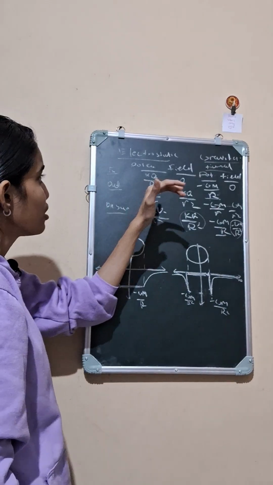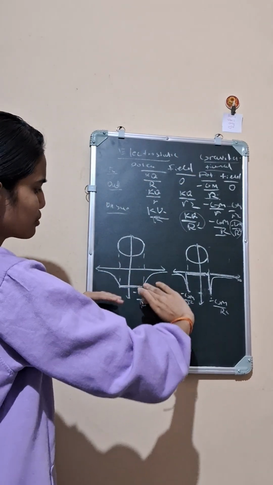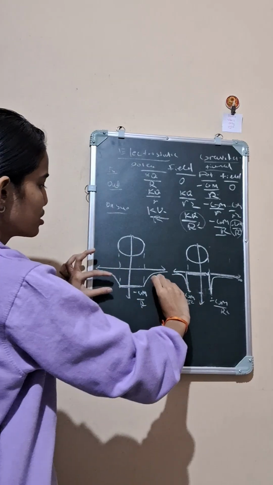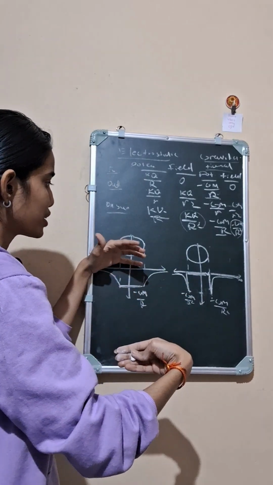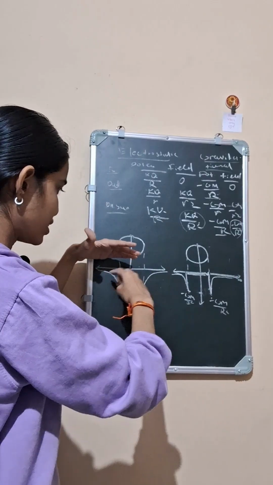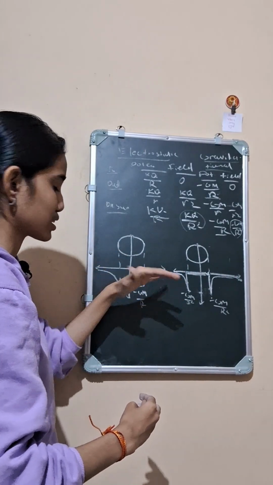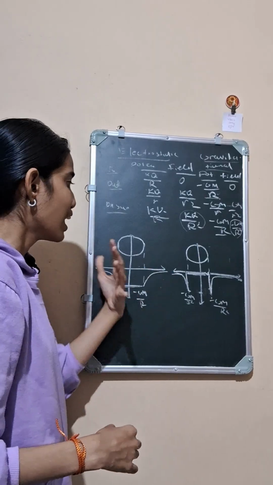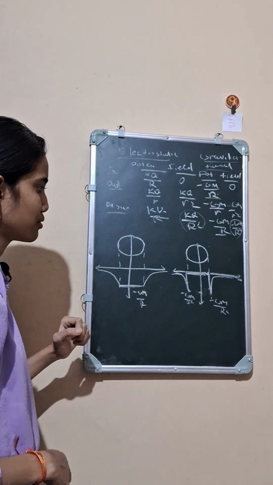Now we will draw for electrostatic potential. In a similar manner, just flip the graph, take the mirror image of this graph along the x-axis, means using the x-axis as a mirror, take the mirror image of the graph, right?